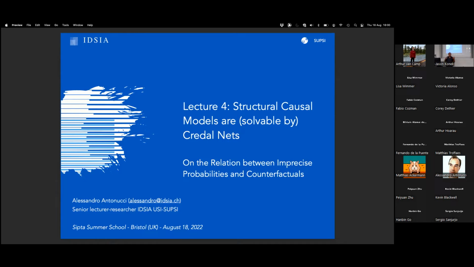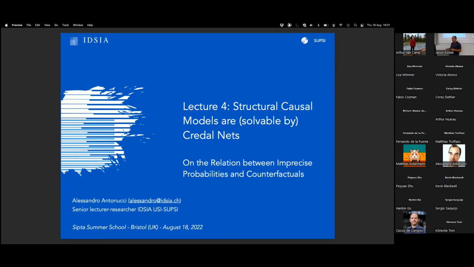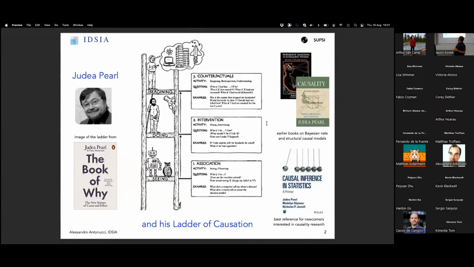Okay, eventually I want to tell you about this strong, to my view, connection between imprecise probabilities and causal analysis. I'm shameless because most of these results, let's say the theory, is the consolidated theory of causality à la Pearl. But the connection is something we did with my colleagues at IDSIA in the last two years.